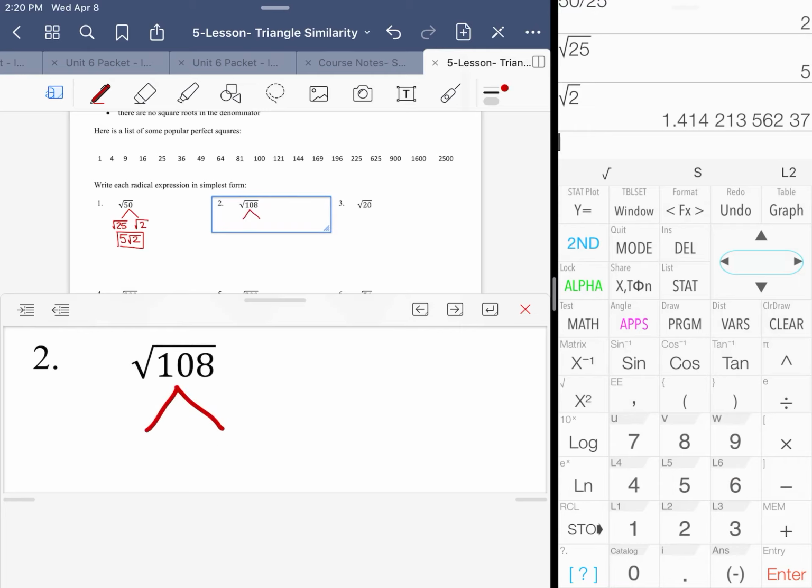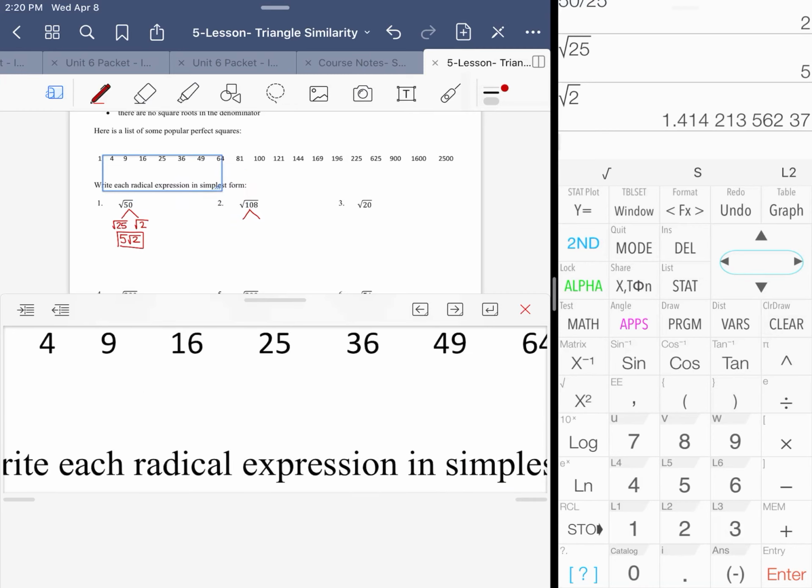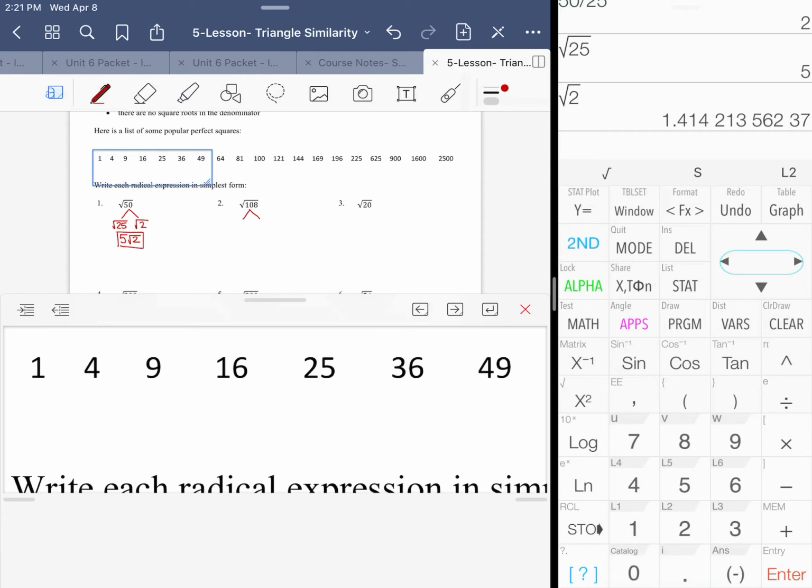Radical 108. Same idea. You're just going down the list here. You see we've got a 1. 1 is never going to be a helpful value because it doesn't advance the cause. If I divide 108 by 1, it's just 1 and 108, so that's no help. 4. 108 divided by 4 is 27. Okay, so it divides evenly, but let's keep going. 108 divided by 9 also divides evenly.